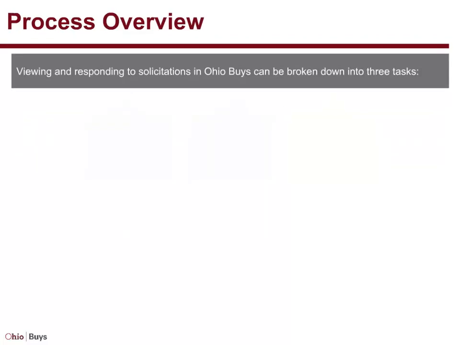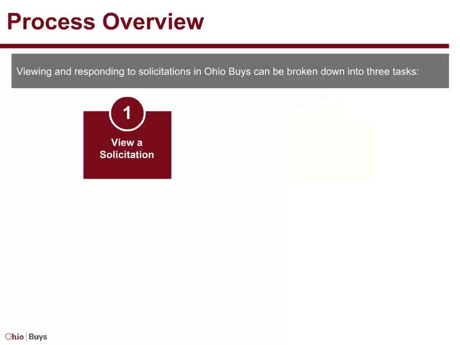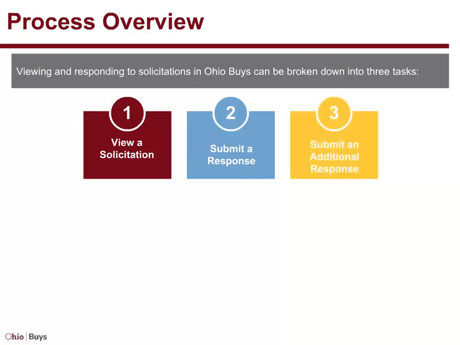Viewing and responding to solicitations in Ohio Buys can be broken down into 3 tasks. 1. View a solicitation. 2. Submit a response. 3. Submit an additional response. These tasks will be discussed in detail throughout this course.